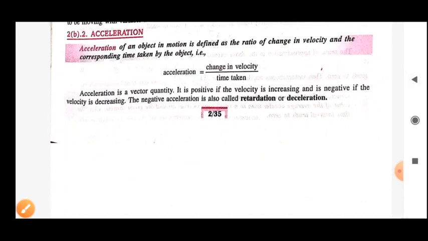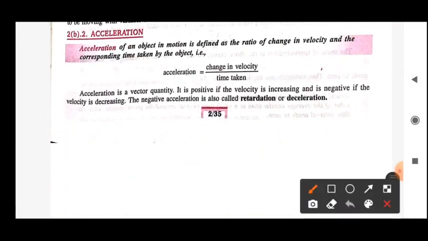Now let's see the definition of acceleration. Acceleration of an object in motion is defined as the ratio of change in velocity to the corresponding time taken by the object. As it is talking about velocity, and velocity is a vector quantity, acceleration will also be a vector quantity. It is positive if the velocity is increasing, and if the velocity is decreasing, then it will be negative.